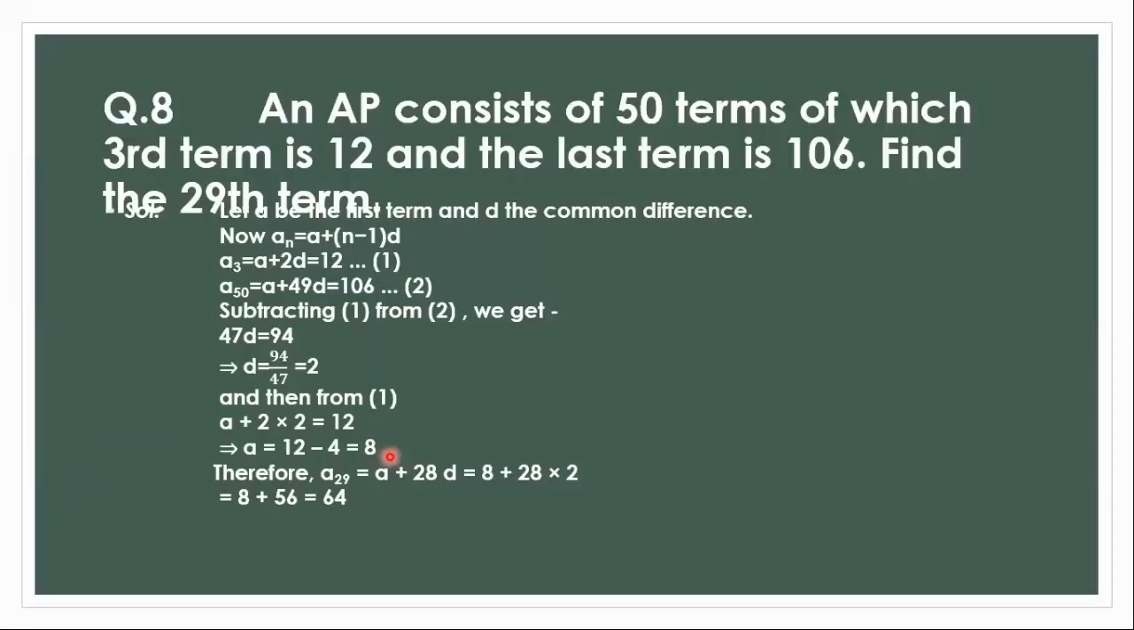Have you all got A? Yes, ma'am. After getting the D value and A value, they're asking us to find the 29th term. A29 is A plus 28D, so 8 plus 28 into 2. Apply the A value and D value, and you'll get 64. How many of you got the answer 64?